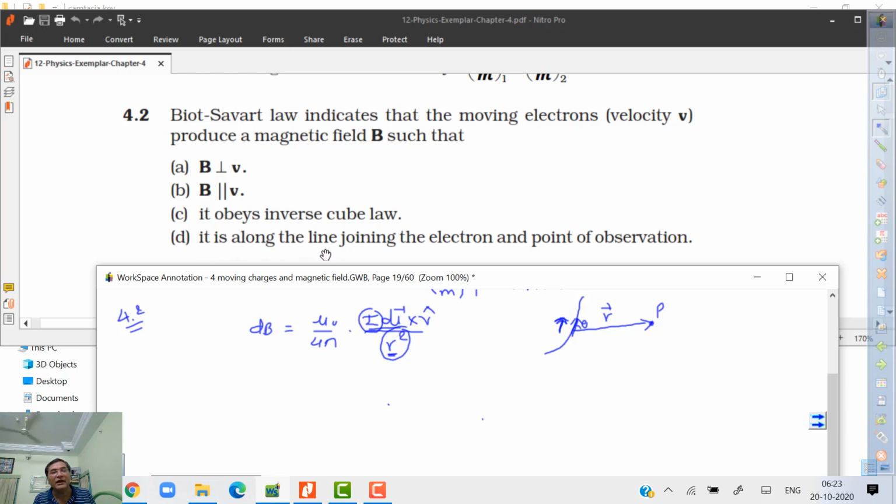And D, it is along the line joining the electron and point of observation. No, it is not in this direction. It is perpendicular. You know this right hand thumb rule. So this is the current. This finger is the direction of R. Perpendicular means it is in the inward direction. So the correct answer is the first one. Correct answer is first one. A.